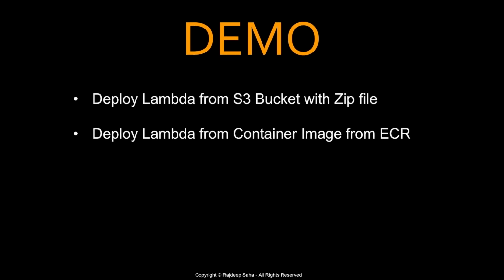All right, let's jump into a demo. I'm going to actually have 2 different demos for this. One is how to deploy Lambda from an S3 bucket with a zip file. This is the most common way to deploy Lambda. And also how to deploy Lambda from a container image stored in ECR, or Elastic Container Registry. All right, so let's jump into the blog and follow the steps for the demo.